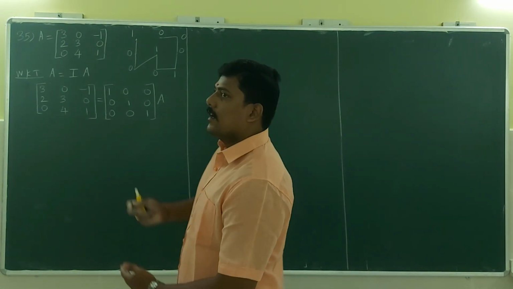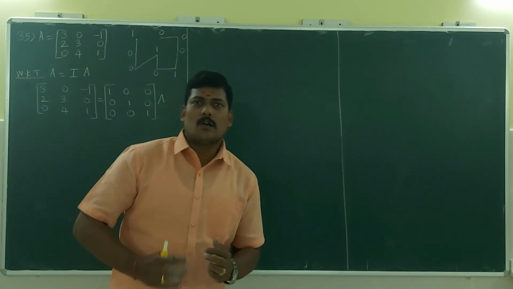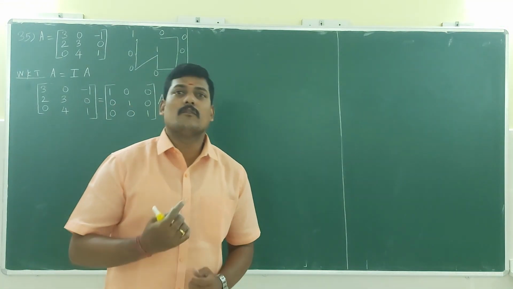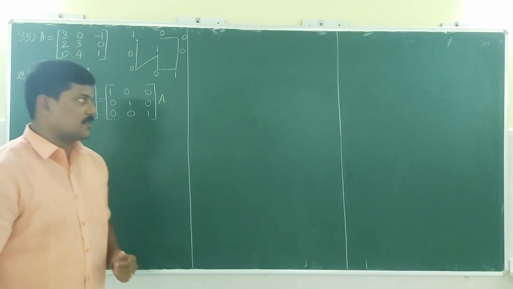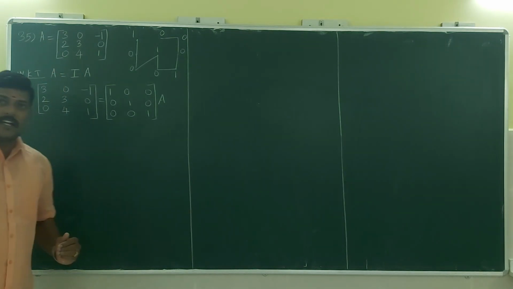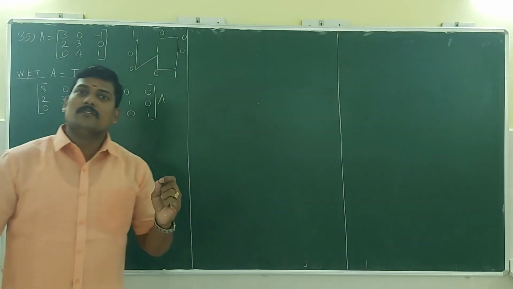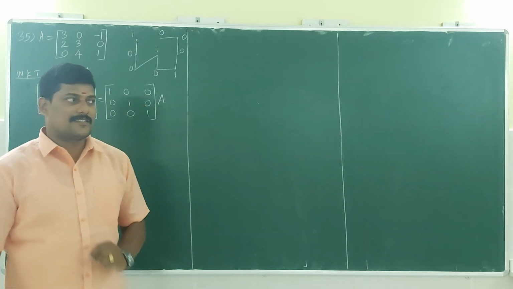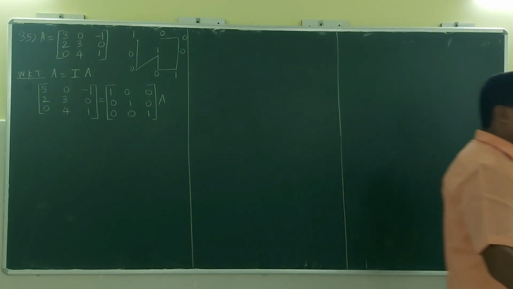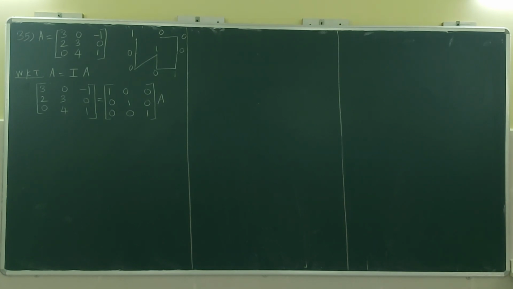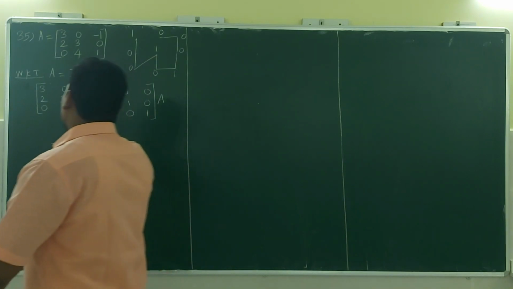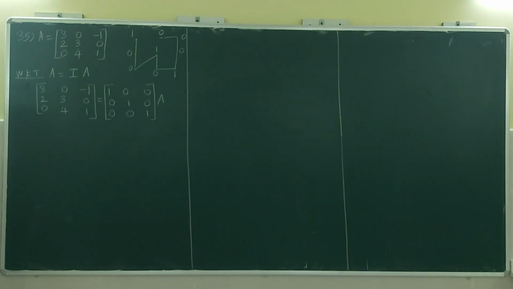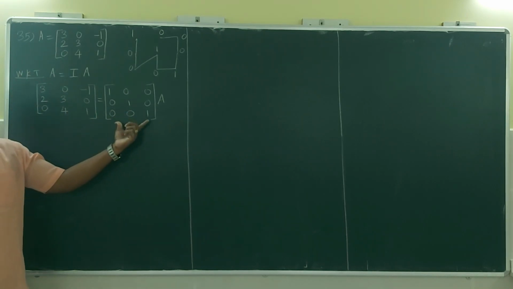Present carefully. Let me do two problems based on elementary row transformation and one with elementary column transformation. So I told you this was a general question. Find the inverse of the matrix using elementary transformation. So the matrix A is given. We know that A equals IA. So just place the matrix A equal to I into A.